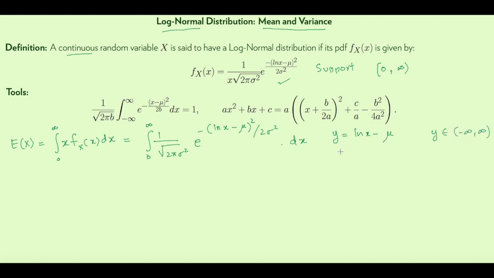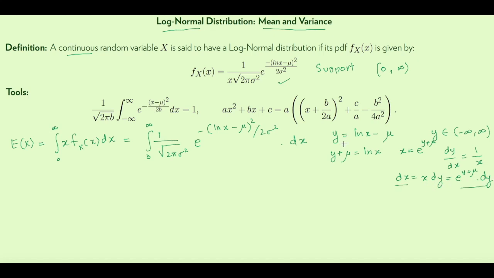Then y plus mu is equal to natural log of x, which means that x is equal to e to the y plus mu. And what is dy by dx? dy by dx is equal to 1 over x. So I can also say that dx is equal to x dy, and x is e to the y plus mu, so dx is e to the y plus mu dy.